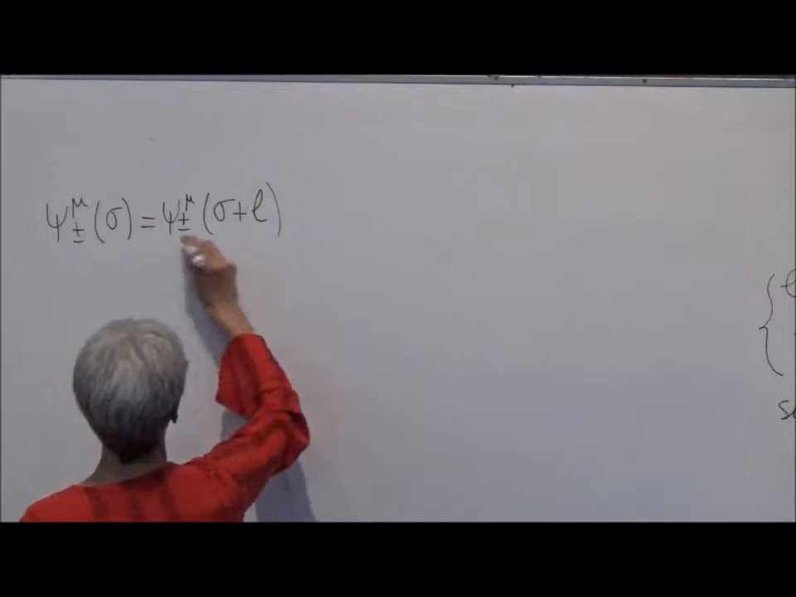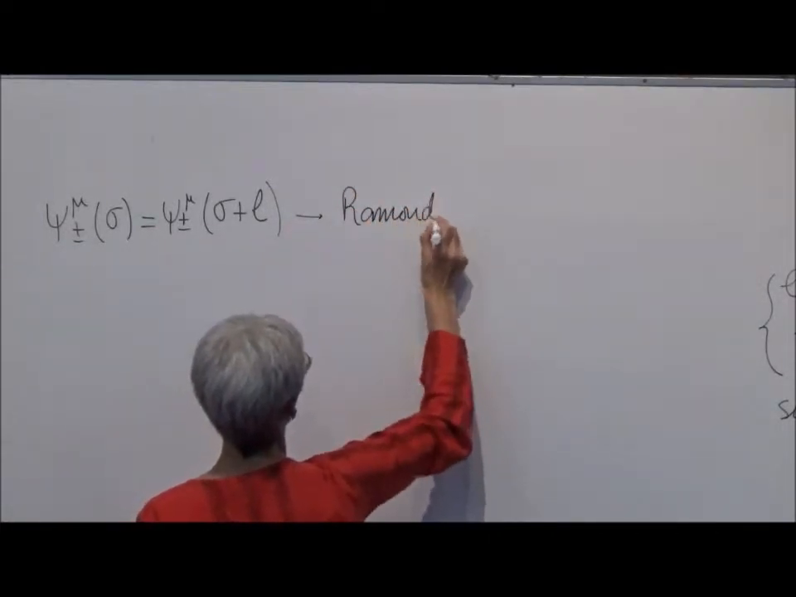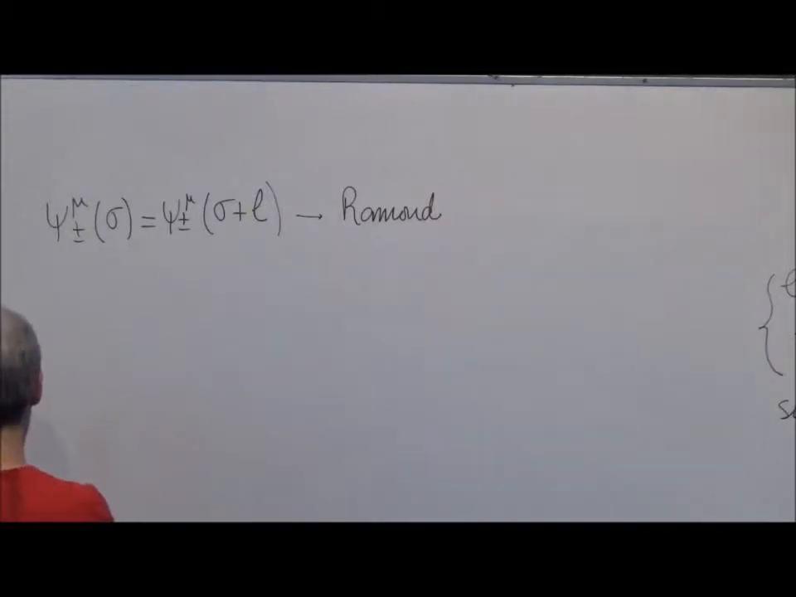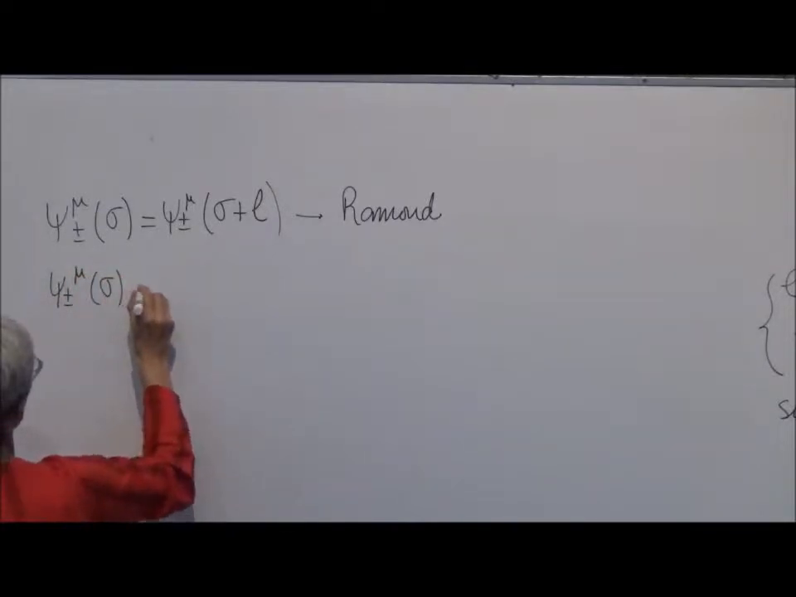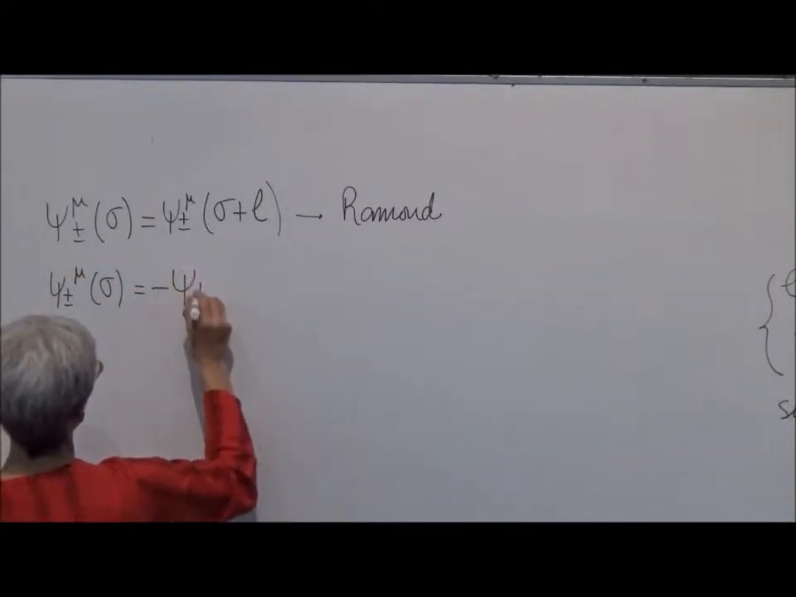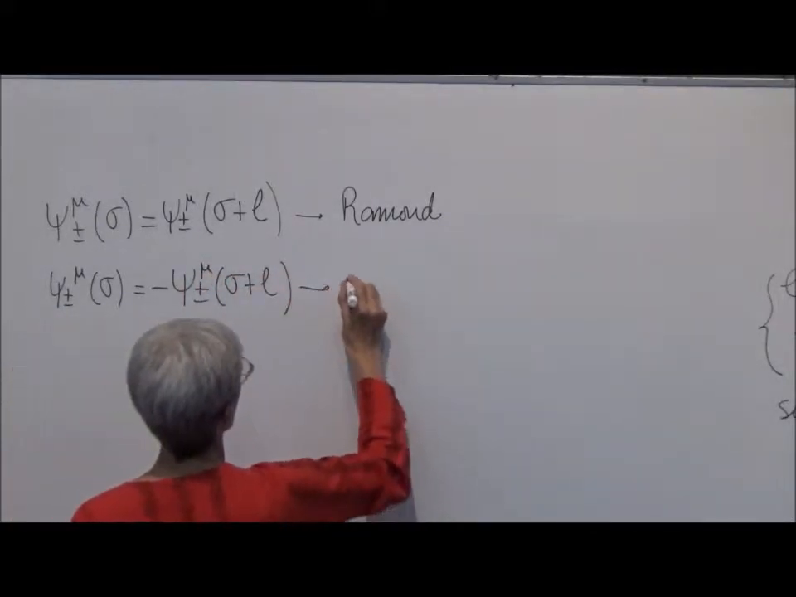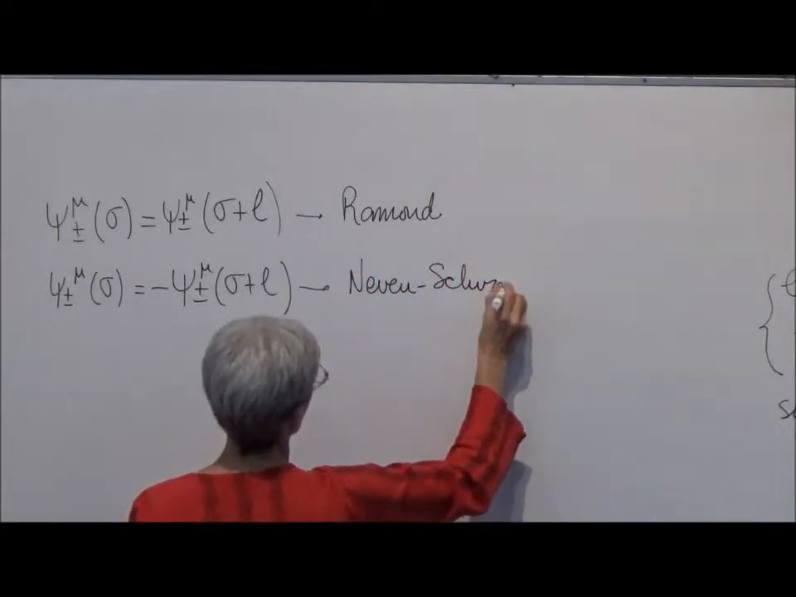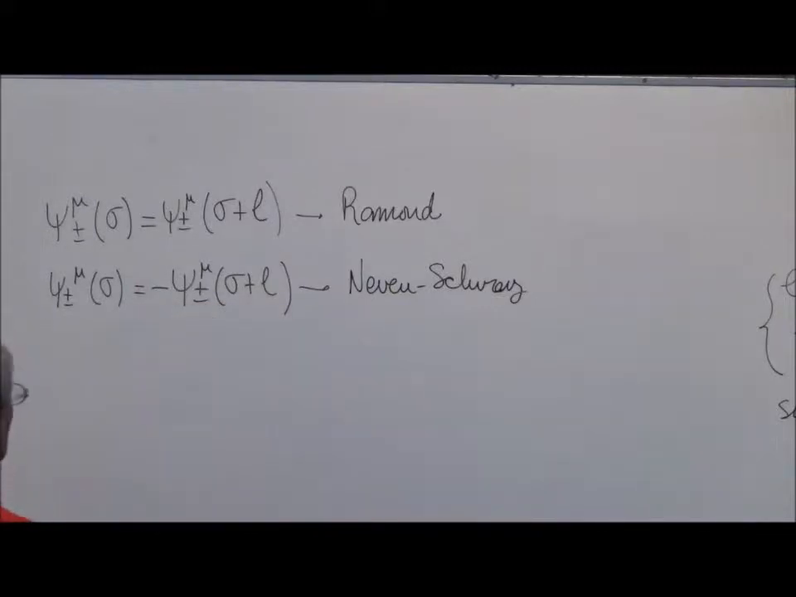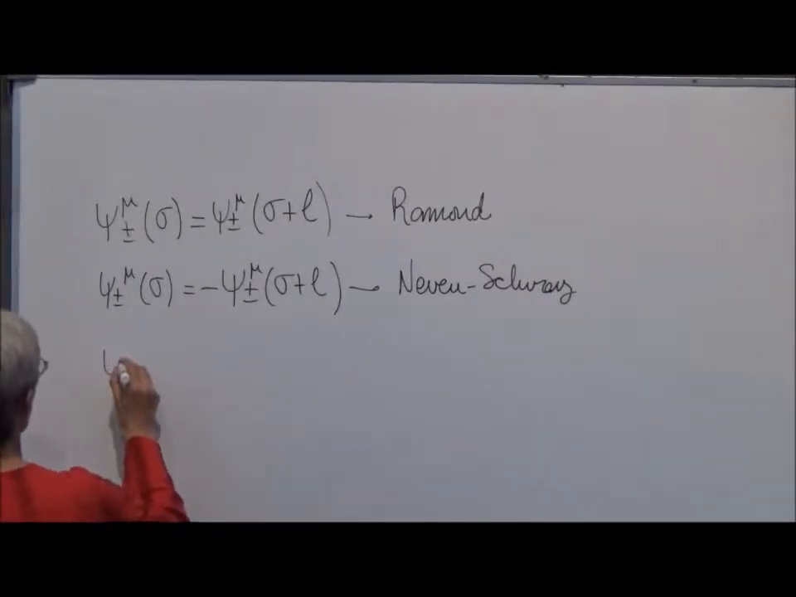These are periodic boundary conditions. This gives rise to the Ramond sector of the theory, and the Neveu-Schwarz sector. Okay, so this is for the closed string, and for the open string.